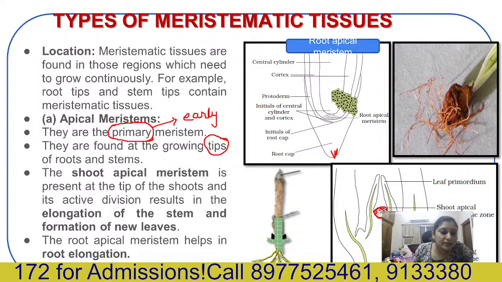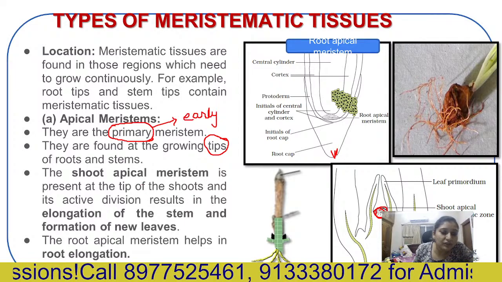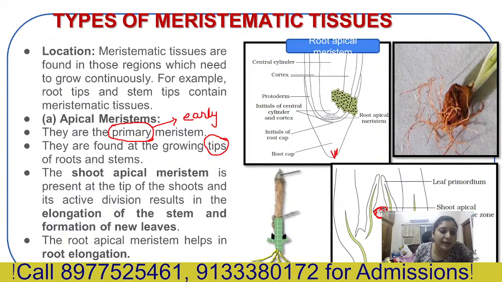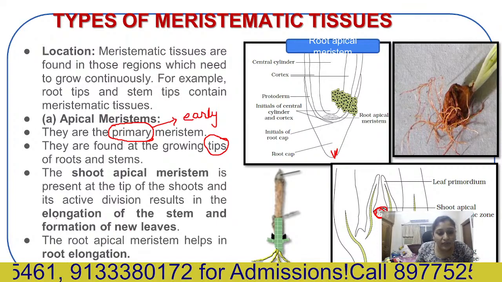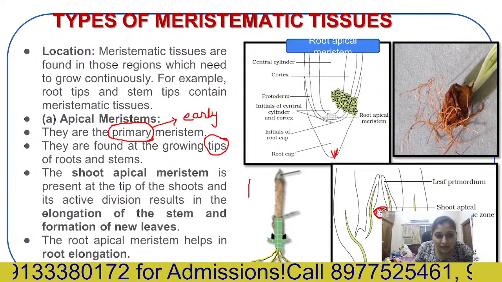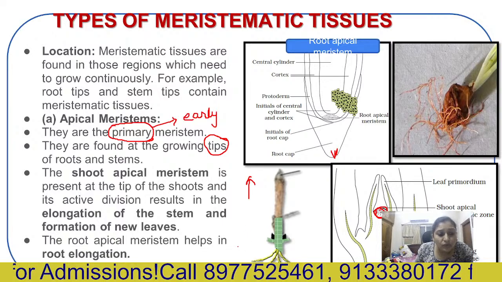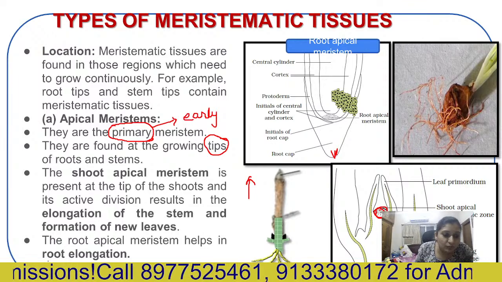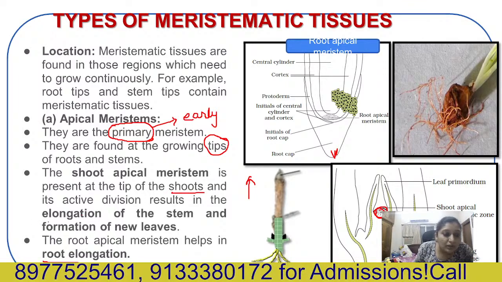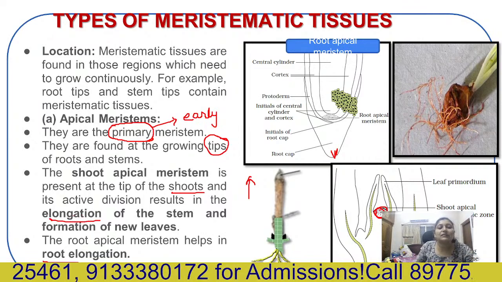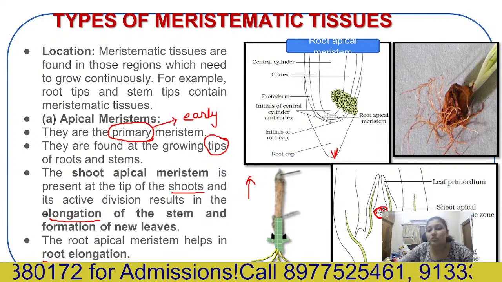Shoot apical meristem is present at the tip of the shoot, and its active division results in the elongation of the stem and formation of new leaves. So it is responsible for the elongation of the stem. That means the stem will be elongated; in case of root apical meristem, the root will be elongated. So both root elongation and shoot elongation. Remember, the responsible tissue for elongation is meristematic tissue, apical meristematic tissue.